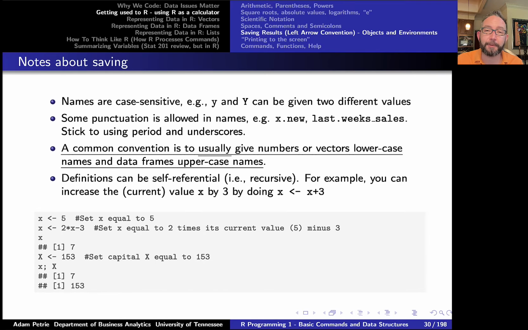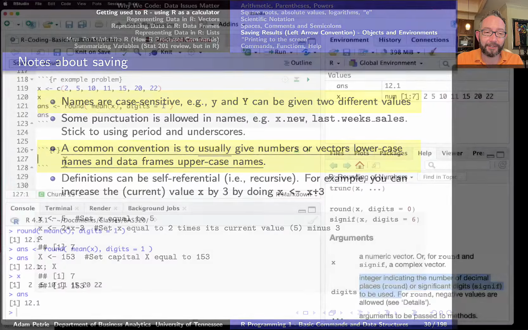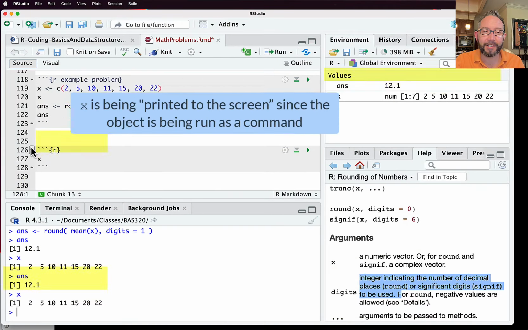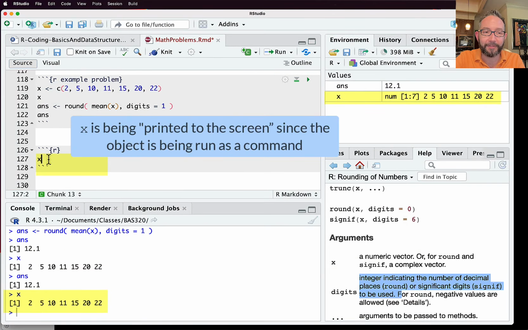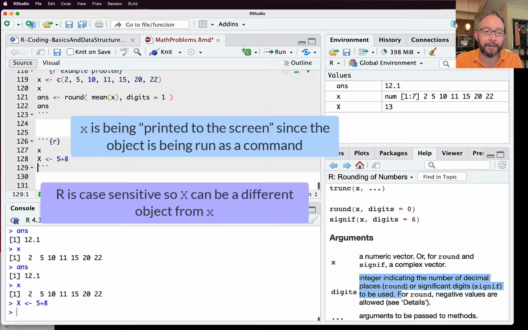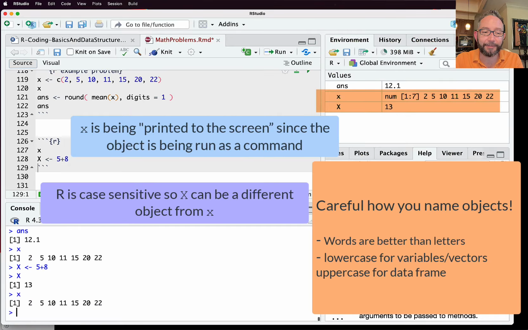So a few final things before we wrap up. When we do name an object and use that left arrow convention, those names are going to be case sensitive. So right now, if I print out the contents of x to the screen, I get the following vector. If I were to use capital X, and let's say left arrow the result of adding 5 and 8 together, we'll notice that capital X is a different value than little x. 2 different values in the global environment. So you'll just have to be very careful when you come up with names. They're case sensitive, and we'll be able to respect that.